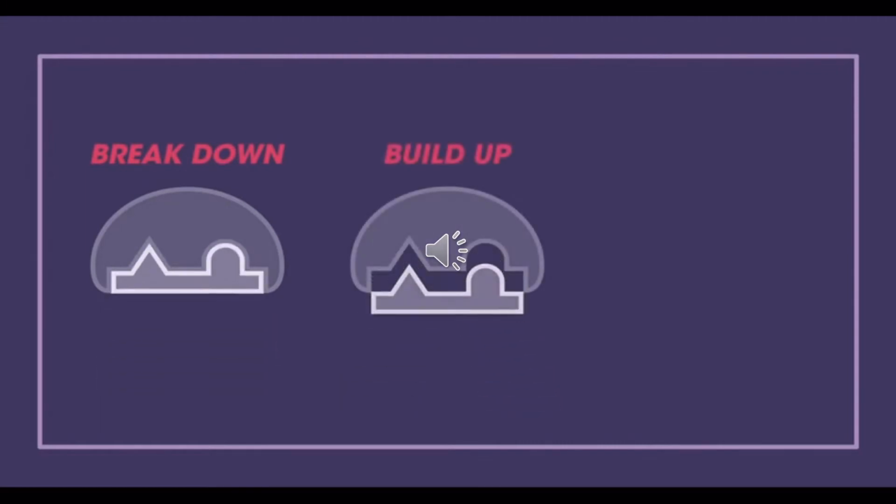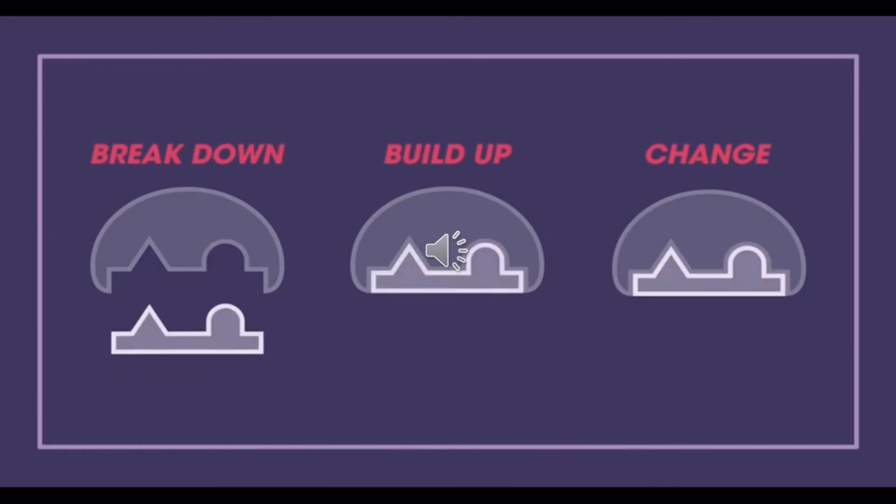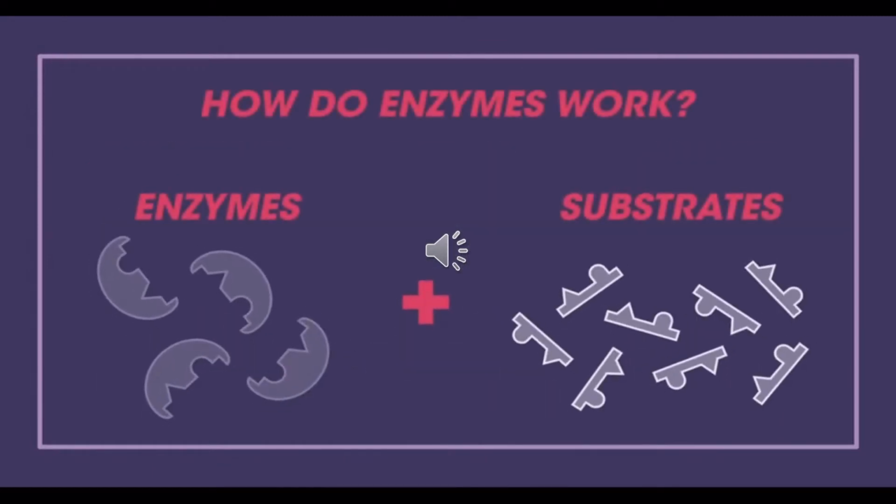Some enzymes break down and some enzymes build up molecules, while some change one molecule into another. Now, how do they work? Enzymes work in conjunction with a substrate. Enzyme and substrate molecules are always moving, and when they collide with each other, the substrate fits into the active site. This is called the collision theory.